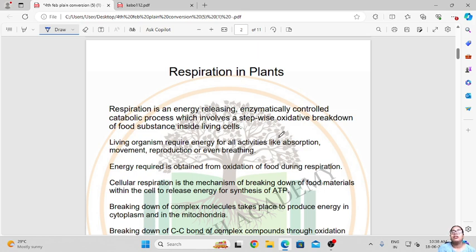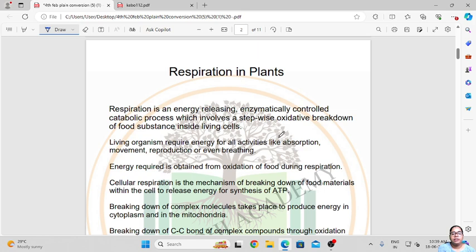The same process happens in plants, wherein the glucose which is stored in the plant in the form of starch is broken down enzymatically to form energy that is used by the plant for its processes. Living organisms require energy for all activities like absorption, movement, reproduction or even breathing. The energy required is obtained from oxidation of food during respiration; the food that we eat is oxidized and then energy is produced.